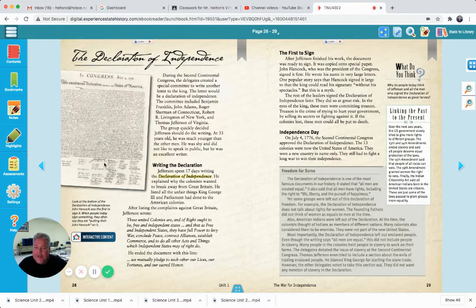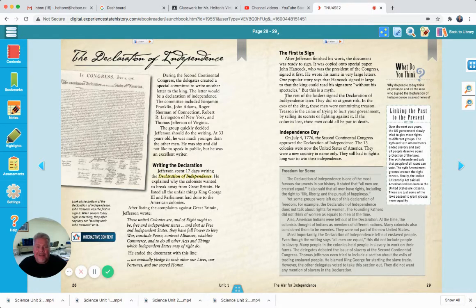Has anybody ever told you they need your John Hancock? That means they need your signature. He signed his bigger than anybody. Let me read this sentence right here. One popular story says that Hancock signed it large so that the king could read his signature without his spectacles. But this is a myth.